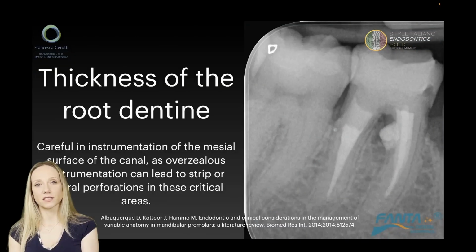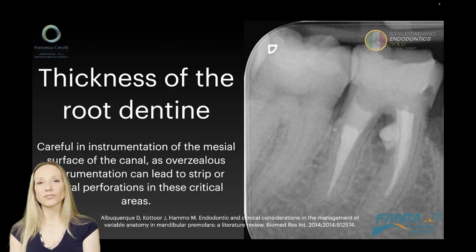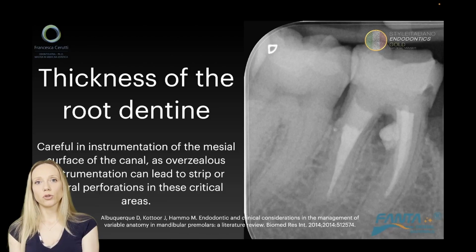What about the thickness of the root dentine? We have to be extremely careful in these complex anatomies because the dentine that is surrounding the root canal is extremely thin. It's a small layer, so we do not have to over-instrument it. We do not have to apply brushing movements, otherwise we are removing dentine that we do not need to remove, and we risk making strippings or lateral perforations if we do not pay a lot of attention to this topic.